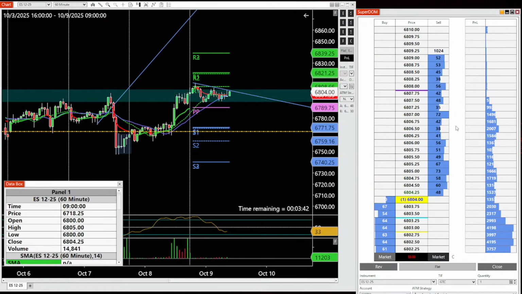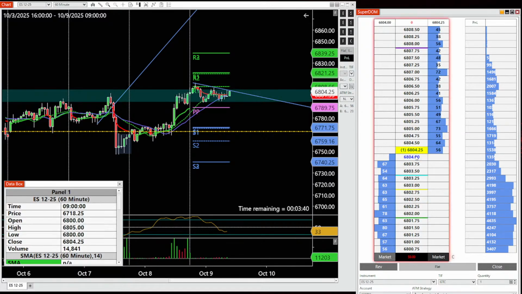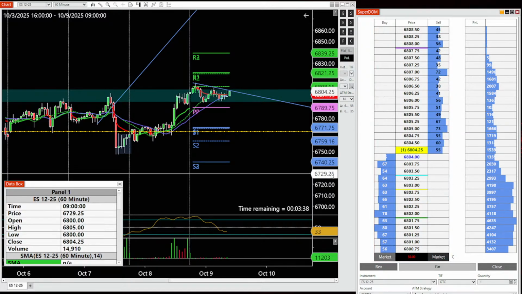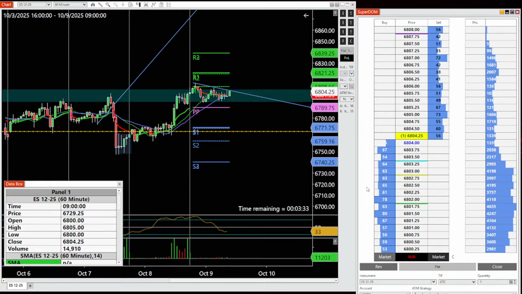Let's see how the market reacts. It's just hanging around right above the open and VWAP. It's above VWAP. The open may hold this as support and over that 80.